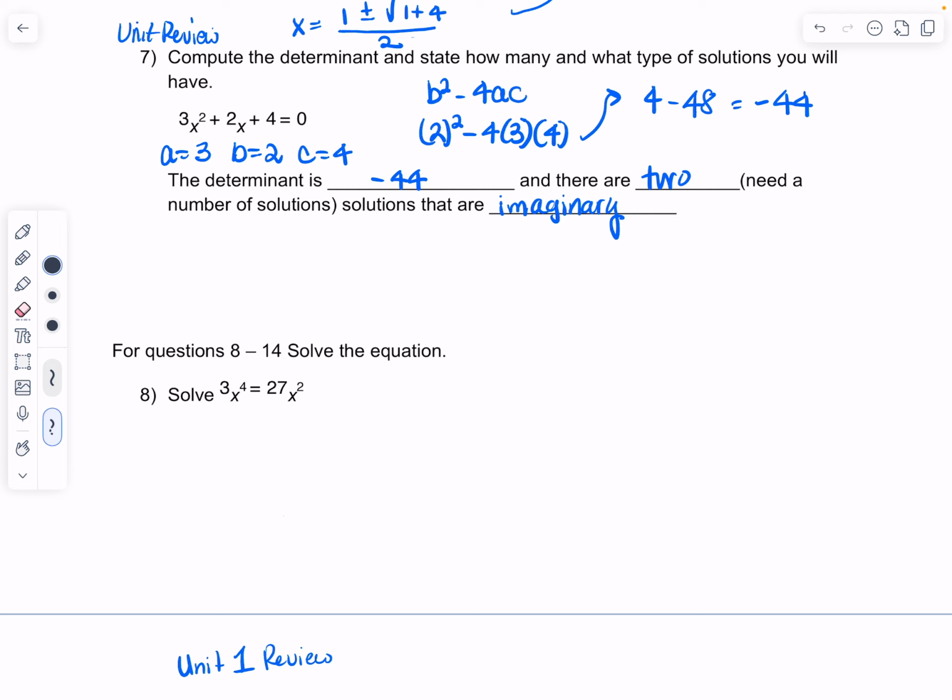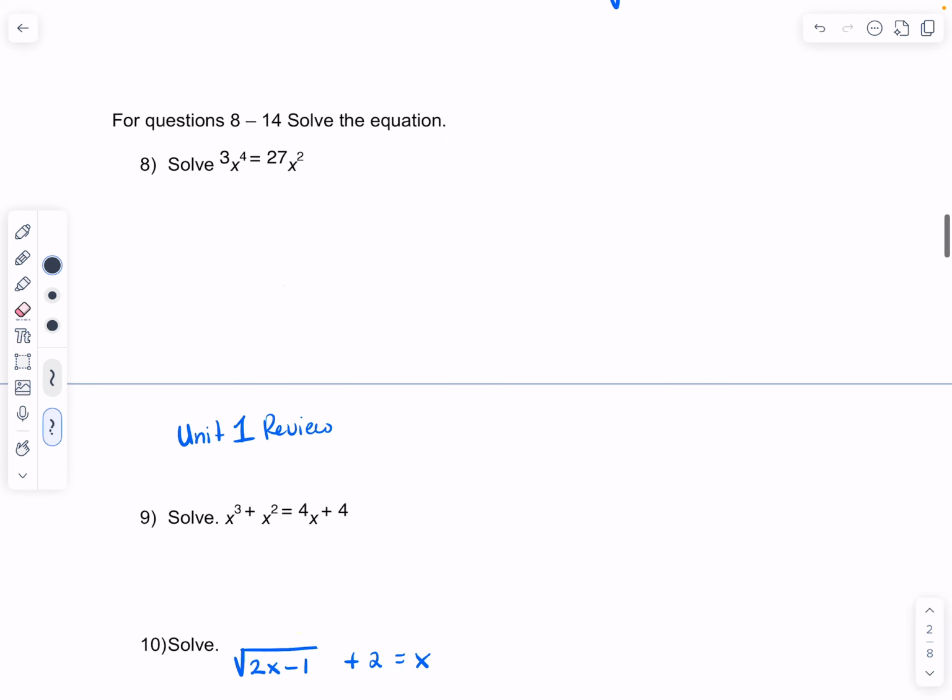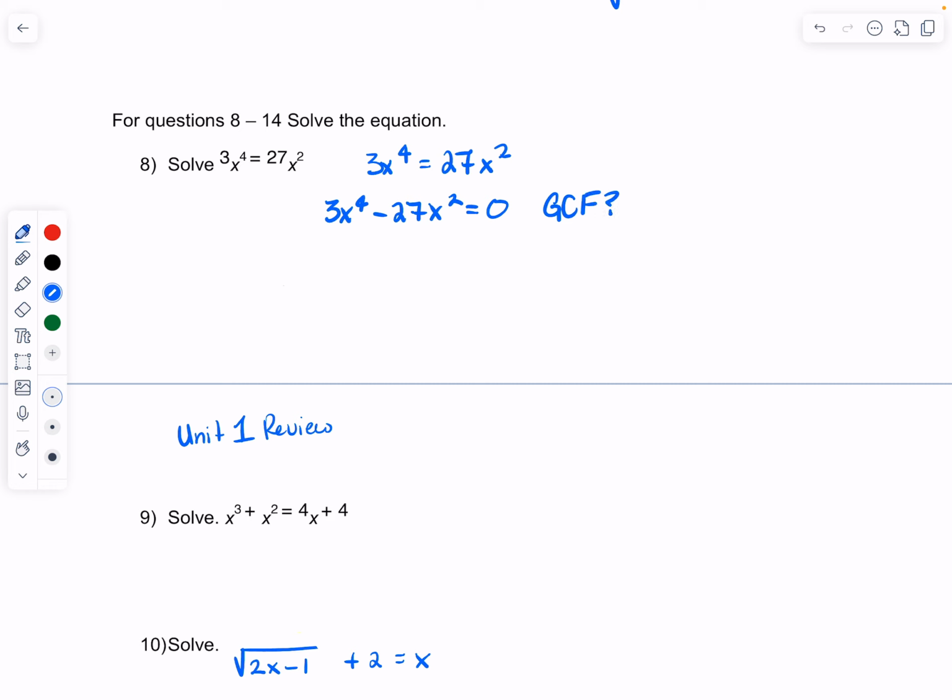All right, number 8. For questions 8 through 14, solve the equation. So 8 says we have to solve 3x to the 4th, which equals 27x squared. Okay, it doesn't say what I'm supposed to do with it. So what I'm going to do is move the 27 over to the left-hand side. And then I'm going to look at it. So again, I have to factor to be able to solve. So the first question is, does it have a GCF? Which it does. It is 3x squared.